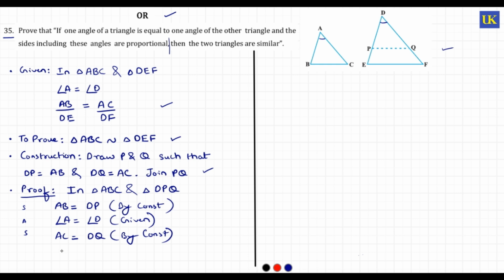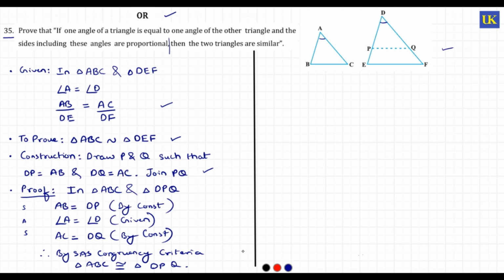So we can see here that by using SAS congruency rule, guys, congruency and similarity, these are two different things. Congruency we studied in 9th standard and similarity we are studying in 10th standard. But we'll be using these 9th standard concepts here in 10th standard. So this is by SAS congruency criteria. So with this criteria, we can say that now both these triangles, triangle ABC is congruent to triangle DPQ.